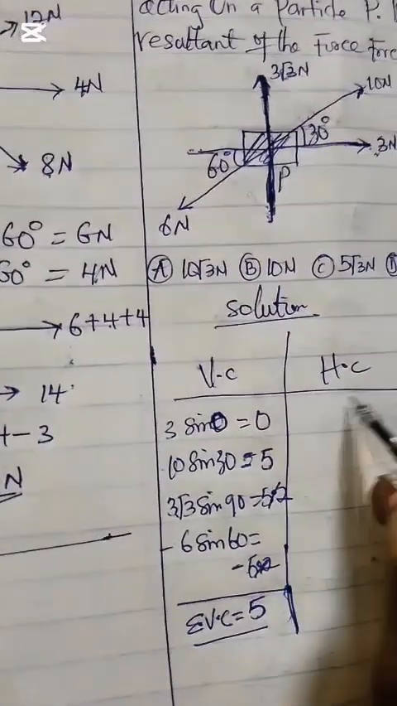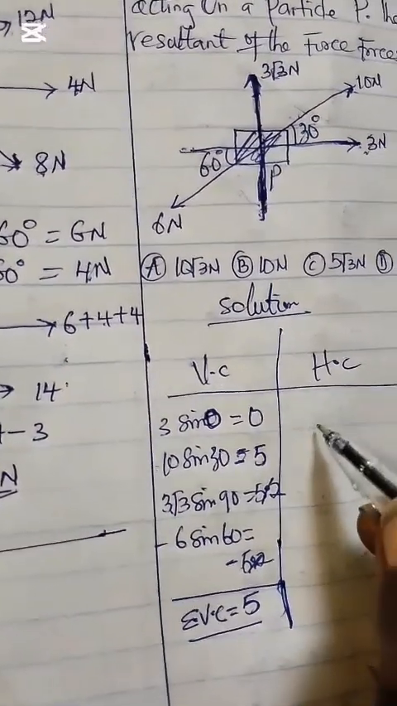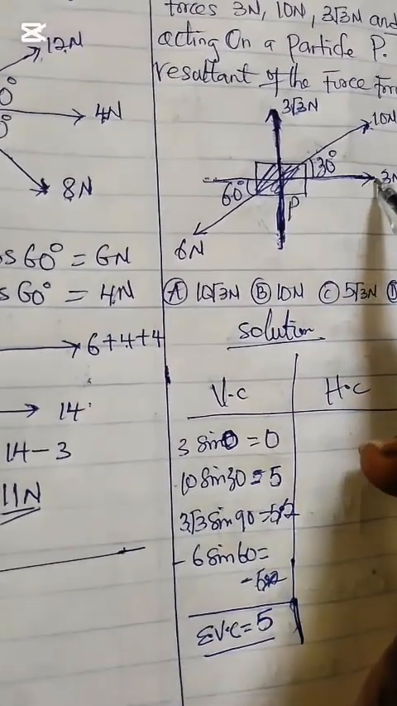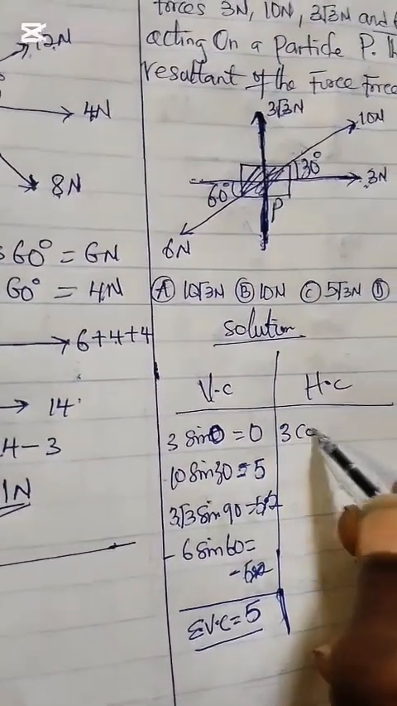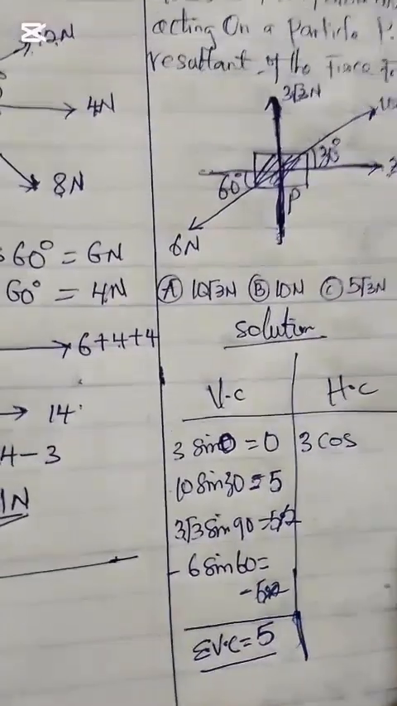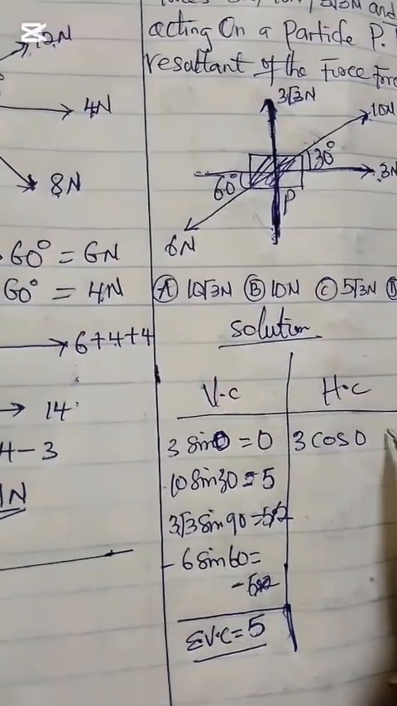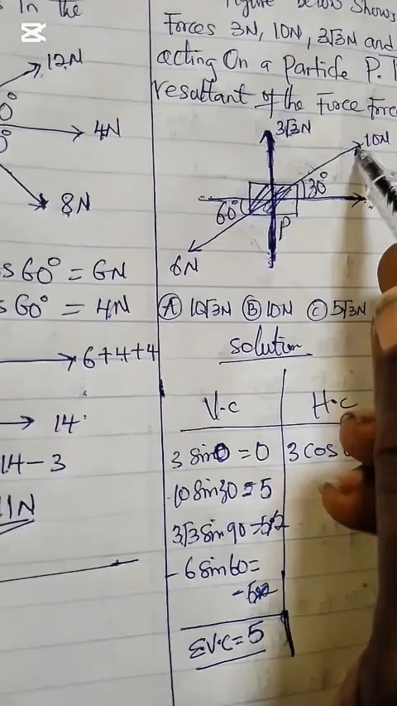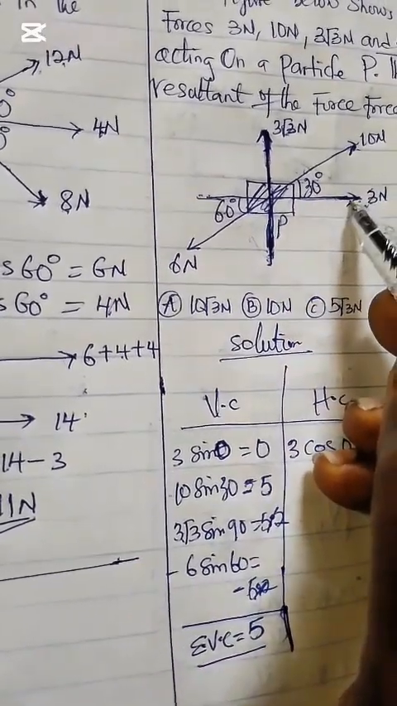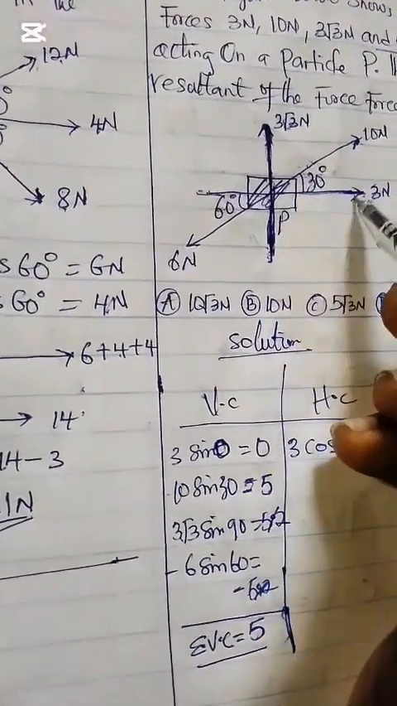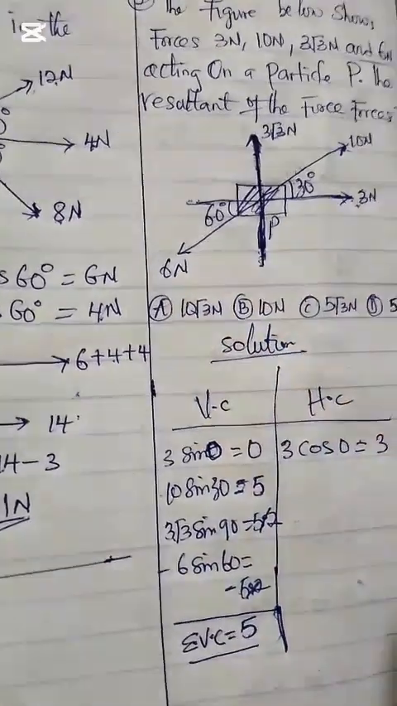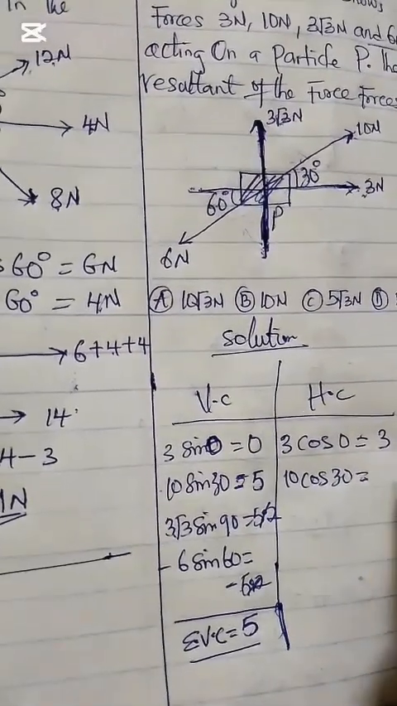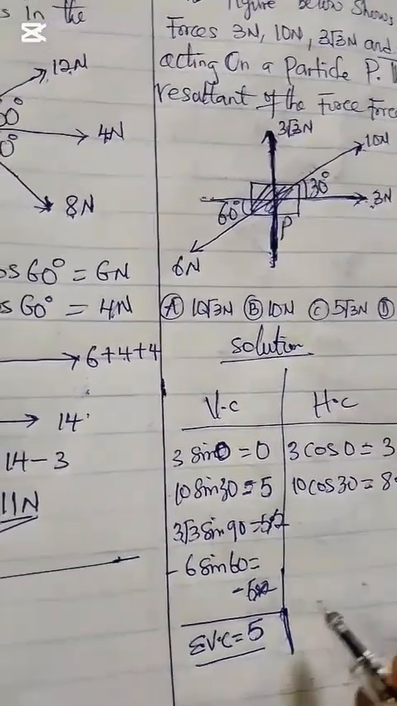Then I now take the horizontal component. So if I'm resolving this into the horizontal axis, I'll start with the 3 also. Remember here is 0. So this will give me 3 cos 0, because it must go to the positive side. What is cos 0? Cos 0 is 1, so 3 cos 0 will now be 3. Then I take the 10 Newton. I resolve the 10 Newton also to this particular direction because it is easier to go to the positive side than to the negative side. So I'm going to have 10 cos 30. What is 10 cos 30? 10 cos 30 is 8.7.